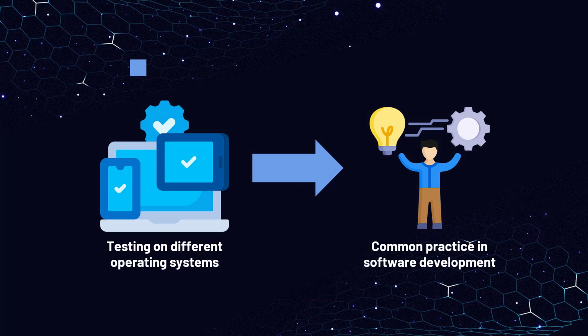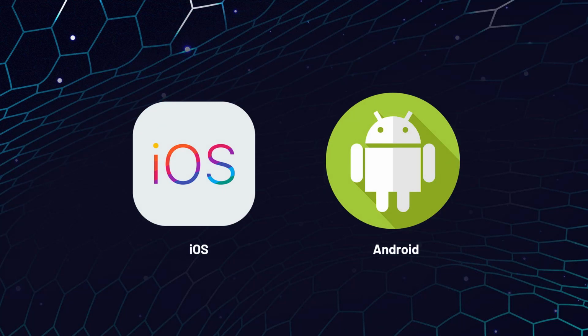Testing on different operating systems is a common practice in software development to ensure that your software or application works correctly and consistently across a variety of platforms. As you already know, there are different types of operating systems that power mobile devices. The most common are iOS and Android.